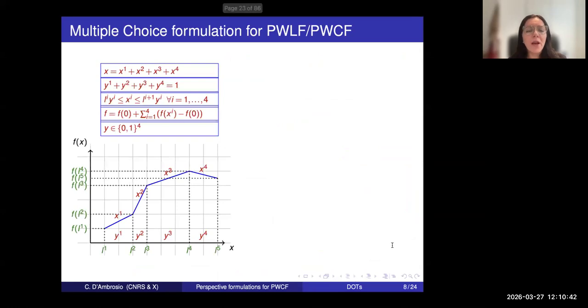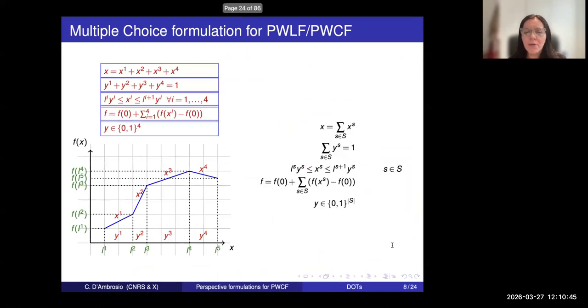Now, in the most generic form, we can say that x is equal to the sum of xs, where s is the index of the pieces. And then we have cardinality of S binary variables, and they have to sum up to 1. This is exactly the constraint that we had before, but for a generic number of intervals. And then we have the value of f provided by this more generic constraint.